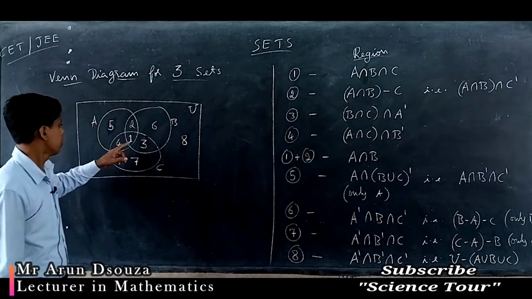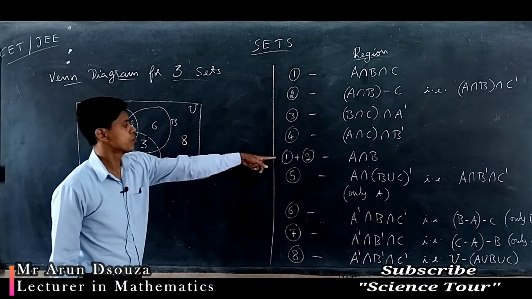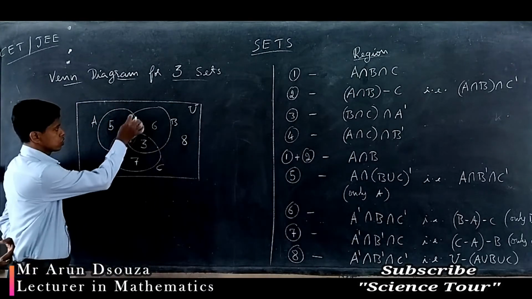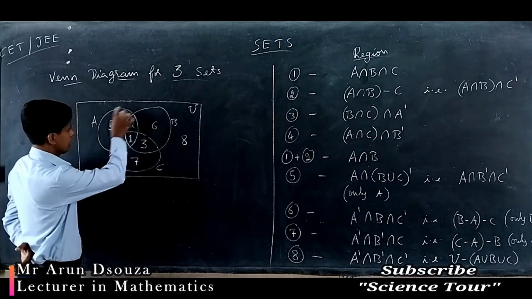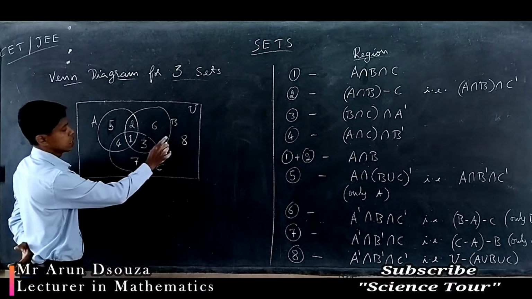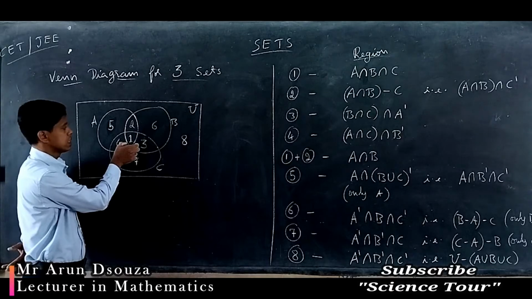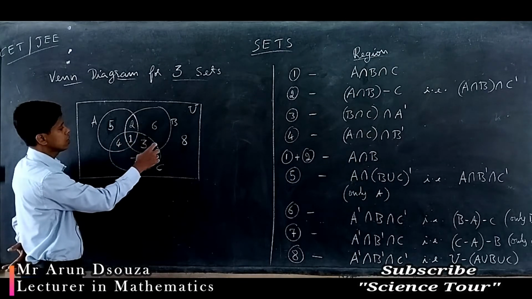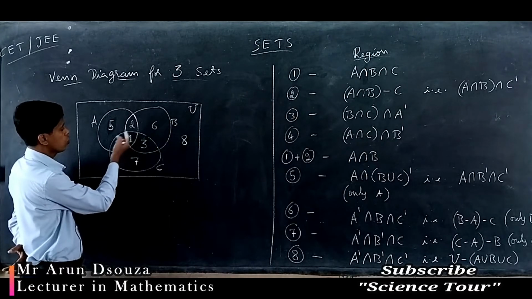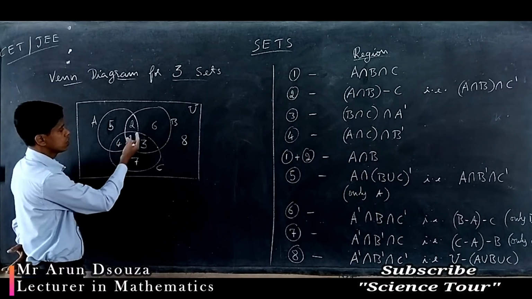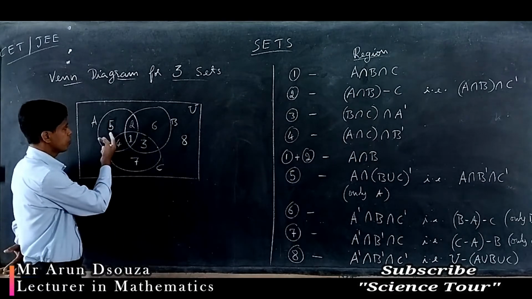Now what about the fifth region? Before the fifth, we have 1 plus 2. So what is 1 plus 2? See this region. You have A and you have B, so that is A intersection B. And what is 1 plus 3? 1 plus 3 is B intersection C. 1 plus 4, this region, is A intersection C. Now, what about the fifth?